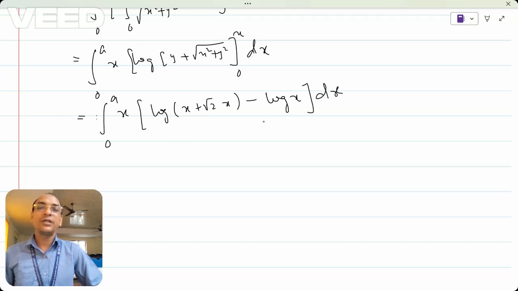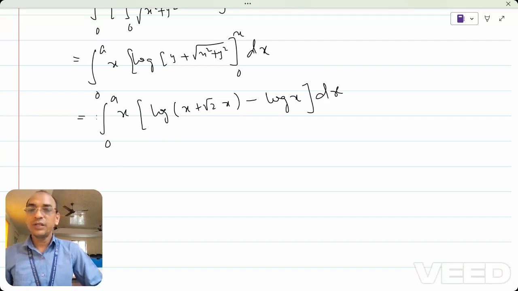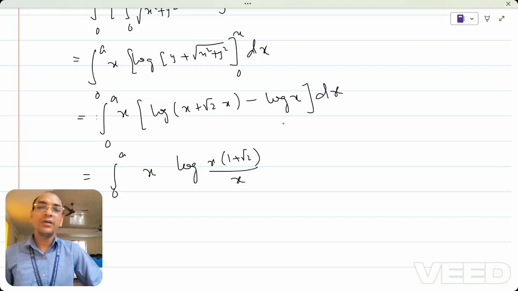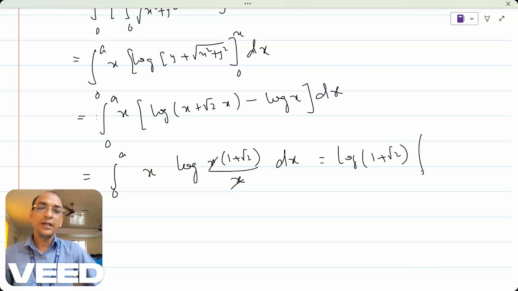And I will integrate it with respect to x. So before integration, I will write another line: 0 to a, x into log of, here x is common, so x into 1 plus root 2, divided by x. Log a minus log b is log a by b. So dx. X will get cancelled, so it will be a constant. So we can put it as log of 1 plus root 2, integration 0 to a x dx.